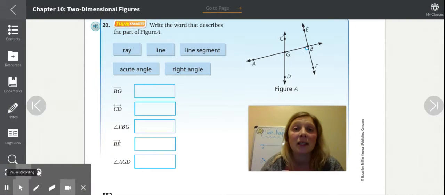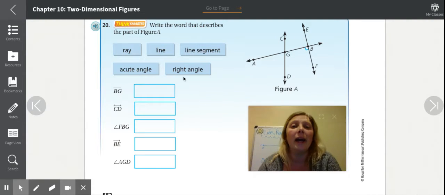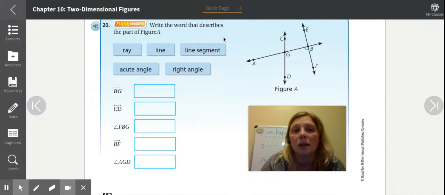Okay, last thing, because on the slideshow, you will have something that looks like this figure here. Okay, and it says here, write the word that describes the part of the figure. So this whole thing is a figure. It consists of lines and angles and endpoints. So if you look over here, this does not have two arrows, so it's a line segment. So we're going to look for a piece of a line that is BG. So if you look over here, here's B to G. So that's what it's talking about. And so that is a line segment.